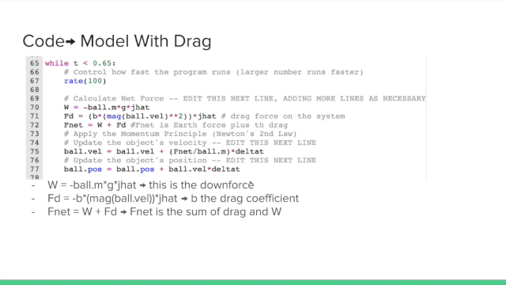So here's some important code to go over with the model with drag. On line 70, you have W is equal to the negative ball mass times gravity times the direction vector, J hat. On line 71, you have the force down is equal to the drag coefficient multiplied by the magnitude of the ball's velocity squared, all times the direction vector, J hat. And then on line 72, you have that the net force is equal to W plus FD, so just the sum of those two values.